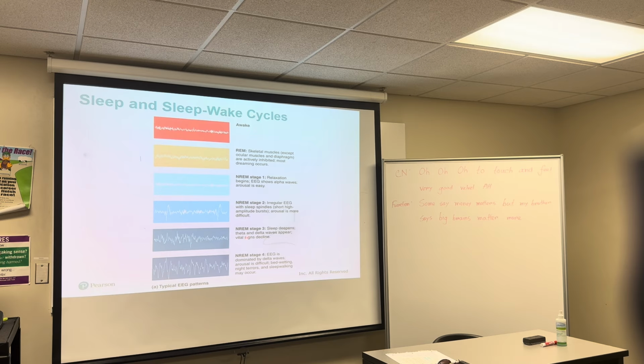And then non-REM stage 2. If you are at sleep stage 1, it is easy to wake up, right? What happens during stage 2? Irregular EEG with sleep spindles, arousal is more difficult. And stage 3, sleep deepens, theta, alpha, and delta waves appear, vital signs decline. What about stage 4? EEG is dominated by the delta waves, arousal is difficult, bed wetting, night terrors, and sleepwalking may occur.